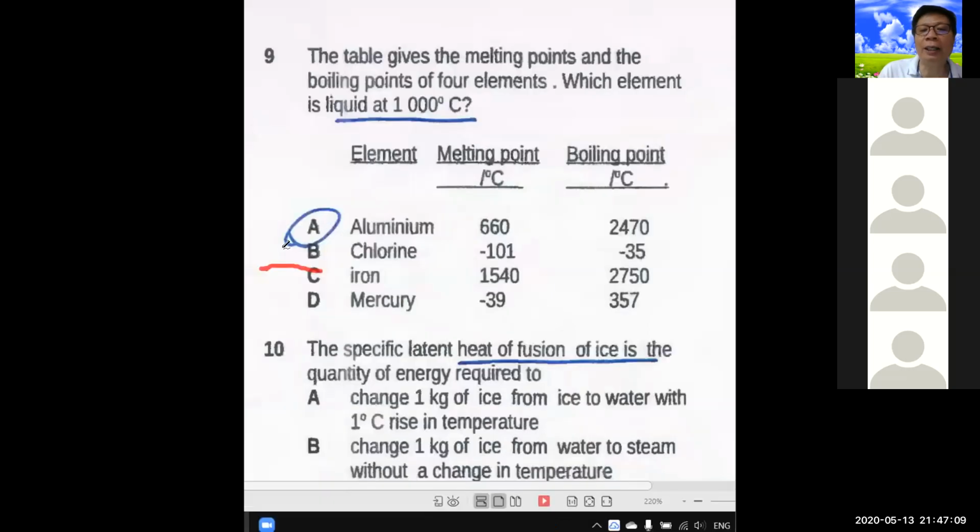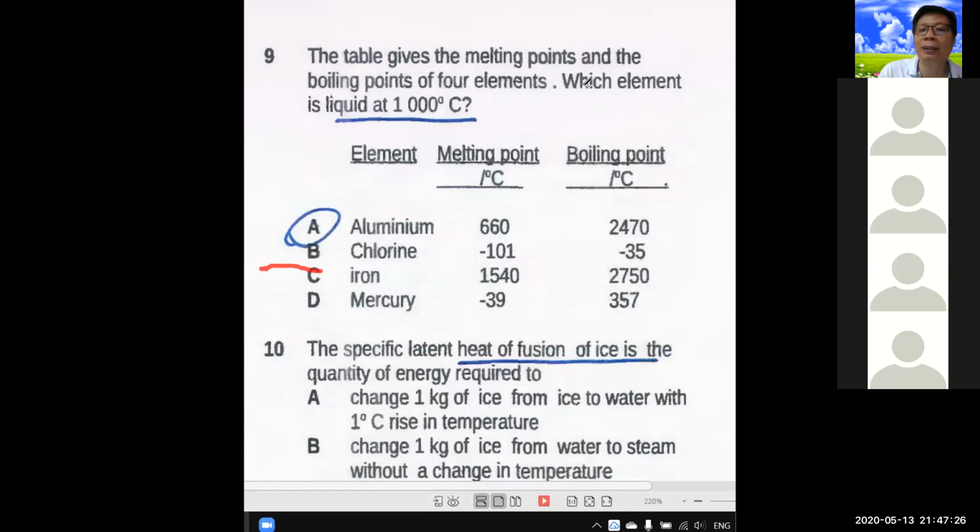Why is the answer A? Okay, you read and understand it. The table gives the melting point and the boiling point of four elements. This is the melting point. This is the boiling point.